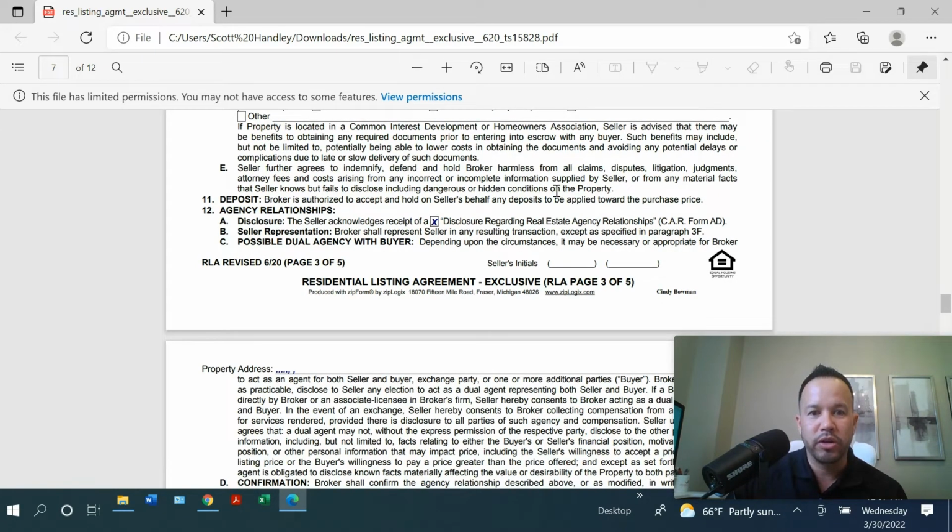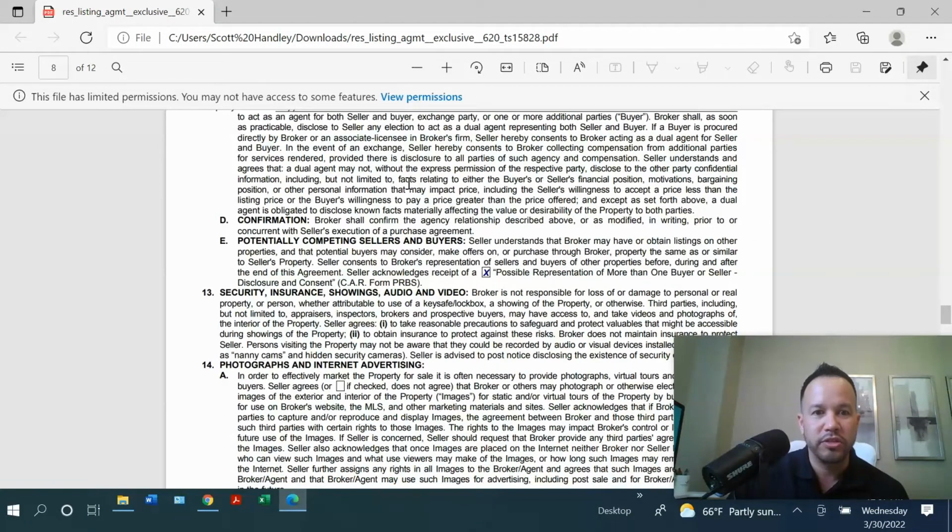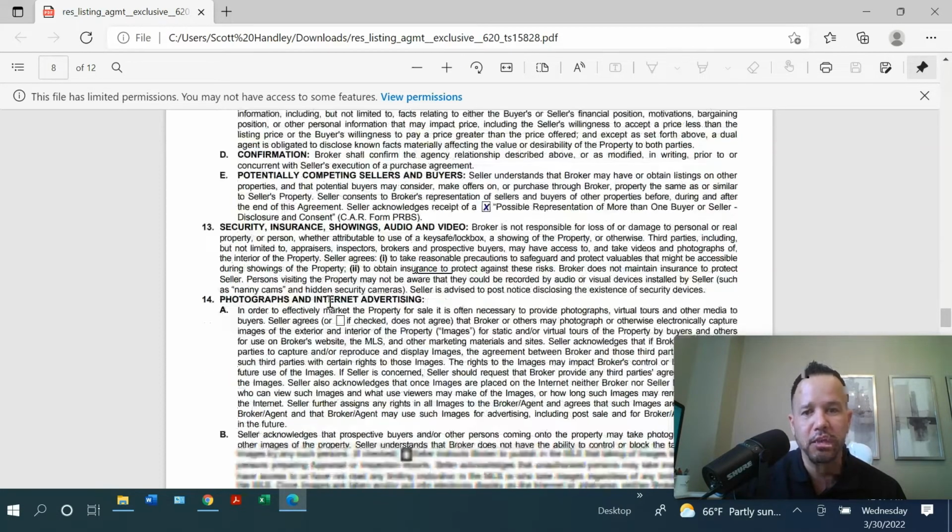Okay, so we're moving along to page 4. Here's page 3. Make sure that they initial on page 3. And again, it talks about the dual agency, the confirmation, also potentially competing sellers and buyers. Okay, again, this reflects the PRBS we spoke about. So this is just another clause that's reiterating security, insurance, showings, audio, and video.